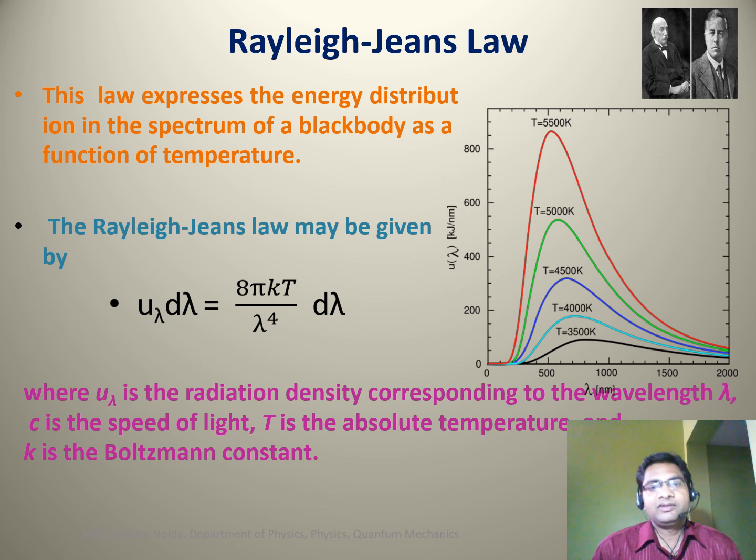Spectral energy density is the energy emission per second per unit area at a particular wavelength. In this formula it is clear that the spectral energy density is directly proportional to the absolute temperature of the blackbody and inversely proportional to the fourth power of the wavelength emitted from the blackbody radiation. In the successive slides we will find how Rayleigh and Jeans developed this formula for blackbody radiation.